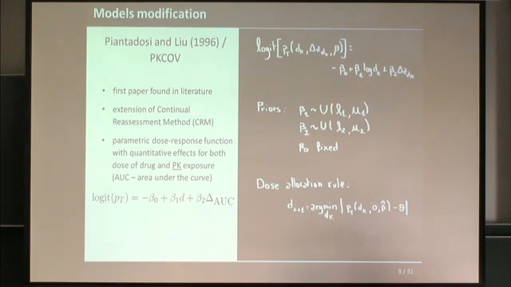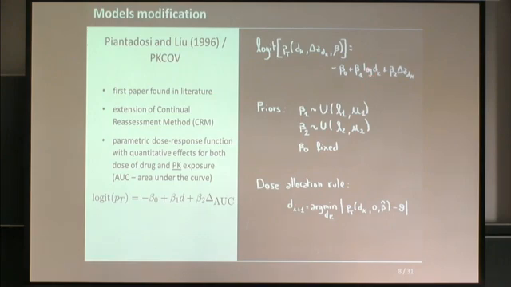It is an extension of the continuous reassessment method, where we have a parametric dose response function, we have as a covariate both the dose and something that depends on the PK. Delta AUC means the difference between the AUC estimated of the population and AUC of the patient. And here in the blackboard you can see my modification in order to then apply all the methods on the same clinical setting.